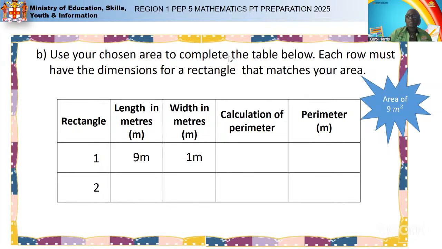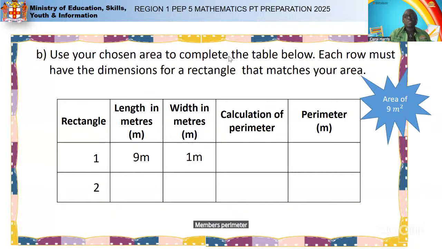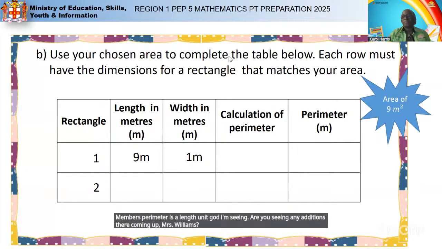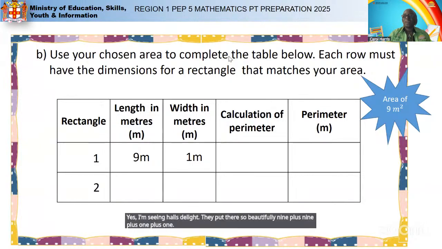All right. So I'm going to share 20 meters square. Woo, 20 meters square for the perimeter. Let's look at that again. Remember, perimeter is a length unit. Good, I'm seeing some additions coming up. They put it there so beautifully. 9 plus 9 plus 1 plus 1 equals 20 meters.